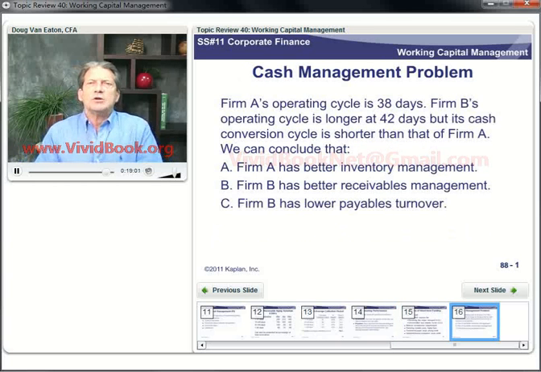So let's take a look at a cash management problem here just to wrap this up. Firm A's operating cycle is 38 days. Firm B's operating cycle is longer, 42 days. But its cash conversion cycle is shorter than that of Firm A. We can conclude that which of these three? Firm A has better inventory management, Firm B has better receivables management, or Firm B has lower payables turnover.